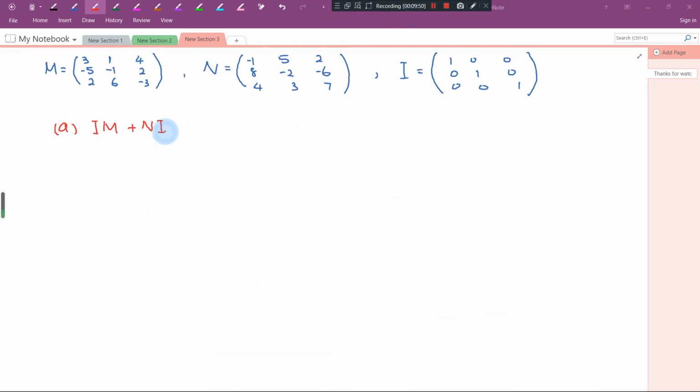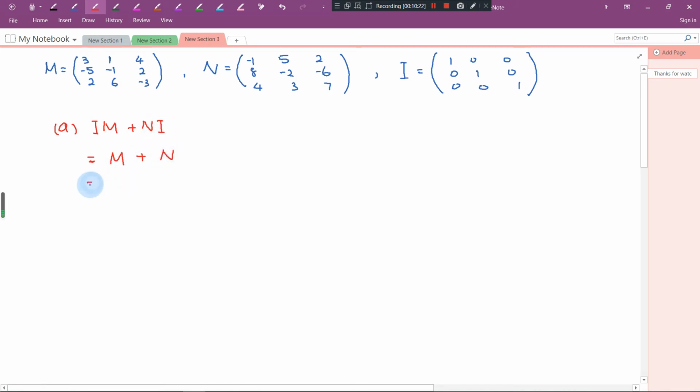Here I have 3 matrices, M, N, and I. This is the identity matrix. Okay, now let's solve this one: IM plus NI. We actually don't have to do the multiplication between I and M and N and I, because we know that an identity matrix multiplied by a matrix M, we just copy this one. This is equal to M, and this will equal to N.